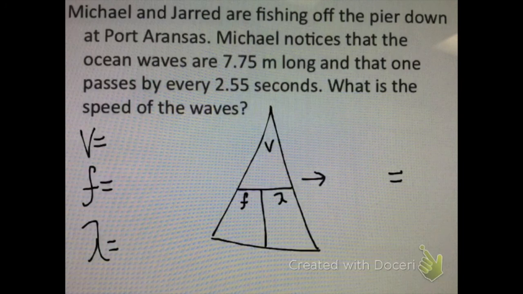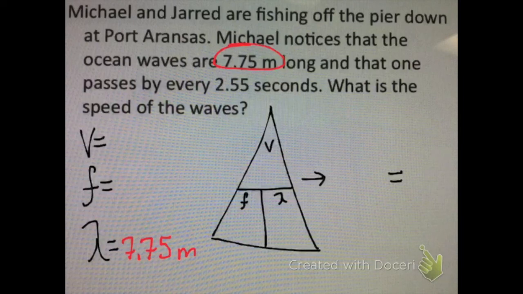Michael and Jared are fishing off the pier at Port Aransas. Michael notices that the ocean waves are 7.75 meters long and that one passes by every 2.55 seconds. What is the speed of the waves? So what do we know we got? Right here, we have a wavelength. So that means that this is 7.75 meters.